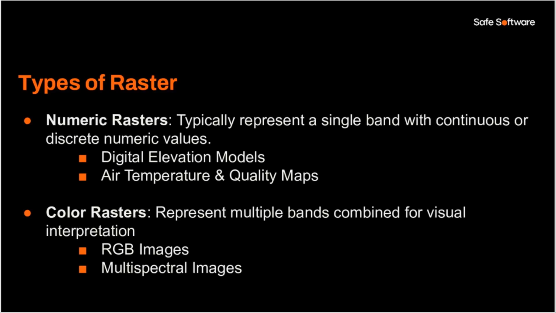Color rasters. These rasters represent multiple bands combined for visual interpretation. RGB rasters combine 3 color layers, red, green, and blue, to create images we can see and interpret. These rasters are widely used for visualization, photogrammetry, and mapping. Examples of these would be aerial photography and satellite imagery.